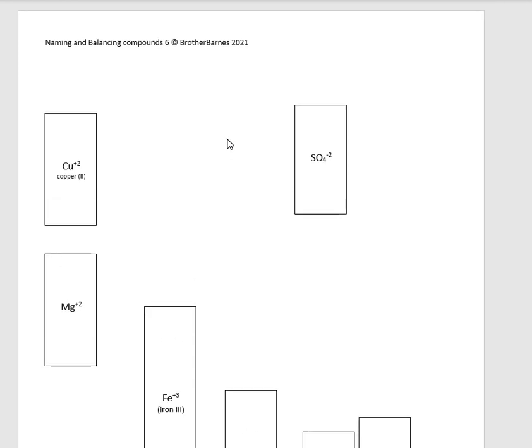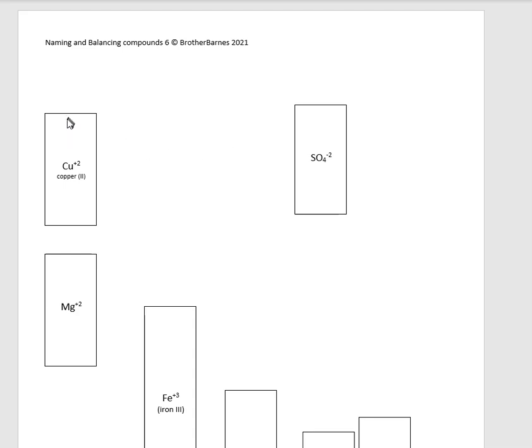We're still naming and balancing chemical compounds. Remember that I will have the cutouts and the answers in a link below the video. We've got to learn how to do this stuff because we need to learn how to balance compounds so that we can balance formulas and do mass, gram, and mole calculations and the like.